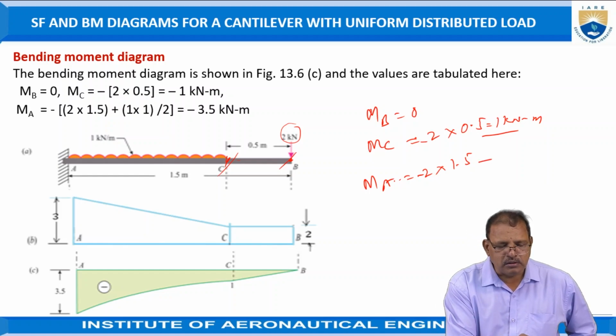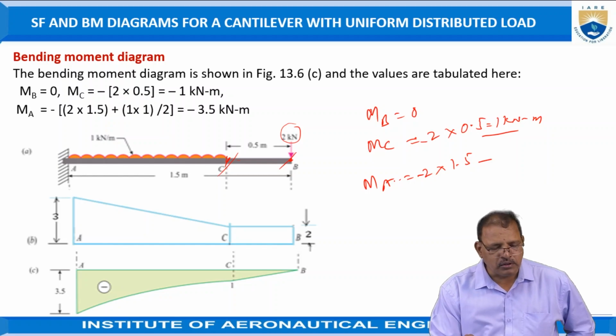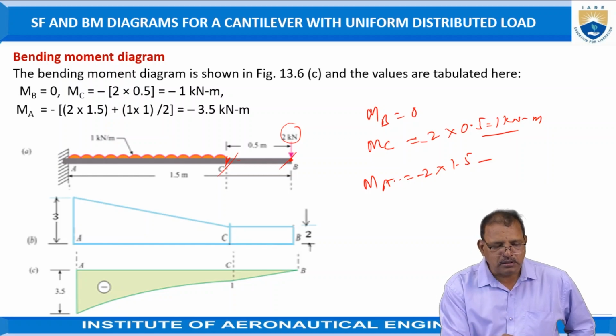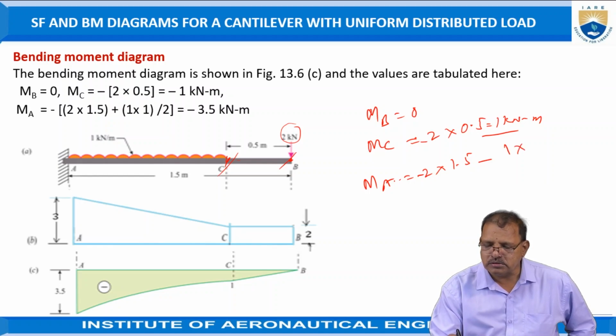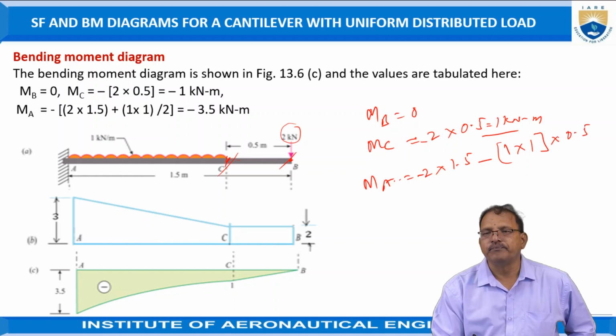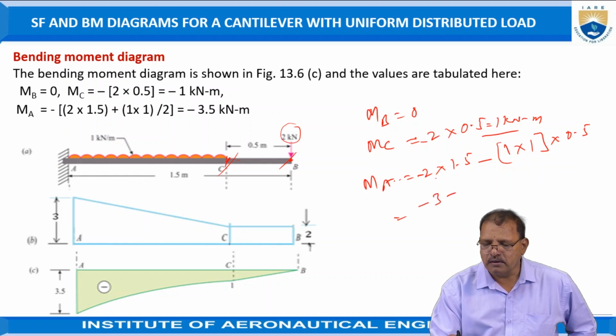Again, the effect of the uniformly distributed load we have to take. The total uniformly distributed load is 1 kilonewton into distance 1, but it is acting in the middle, at 0.5. So it is equal to minus 3 minus 0.5. It is equal to 3.5 kilonewton meter.